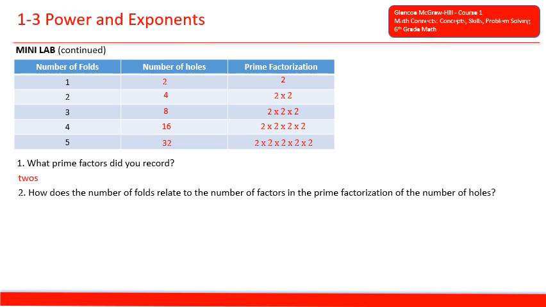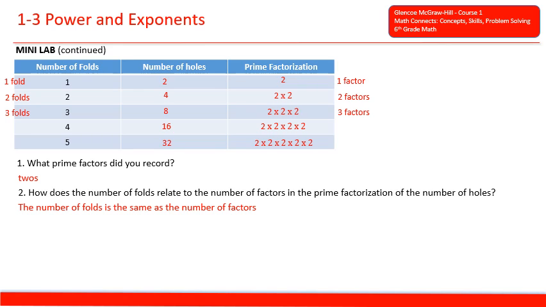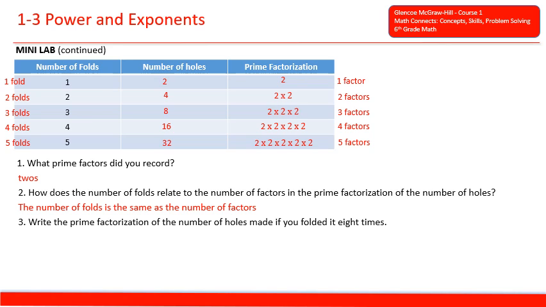How does the number of folds relate to the number of factors in the prime factorization? The number of folds is the same as the number of factors. So if we have 1 fold, we have 1 factor. 2 folds, 2 factors. 3 folds, 3 factors. 4 folds, 4 factors. 5 folds, 5 factors.